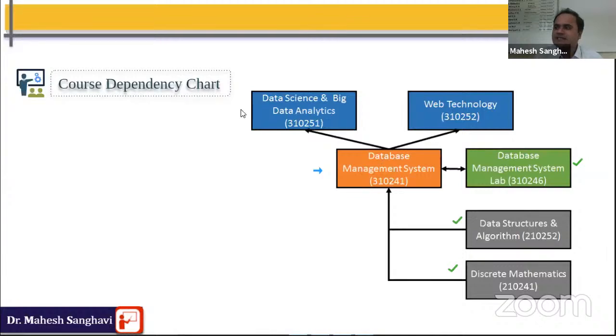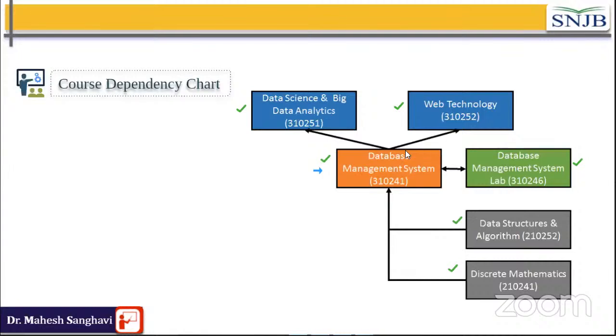Dear friends, in second semester, you will get the subject data science and big data analytics. Nowadays, you must be aware that there is great demand of data science engineers, as well as great opportunity in big data. So dear friends, that subject is there, and for that subject, the prerequisite is your DBMS. So DBMS is important. Again, web technology, which is also in your second semester, will again need the knowledge base of your database.